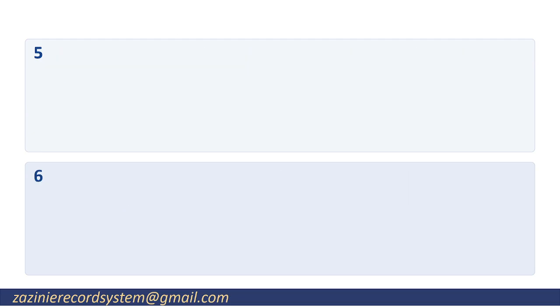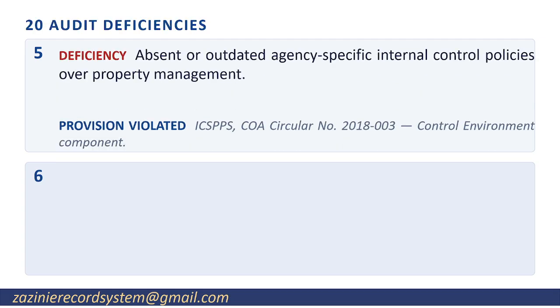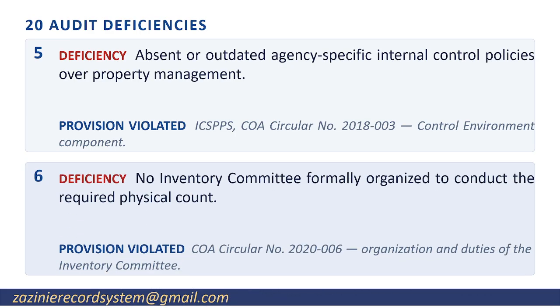20 audit deficiencies. Number 5. Deficiency: absent or outdated agency-specific internal control policies over property management. Number 6. Deficiency: no inventory committee formally organized to conduct the required physical count.